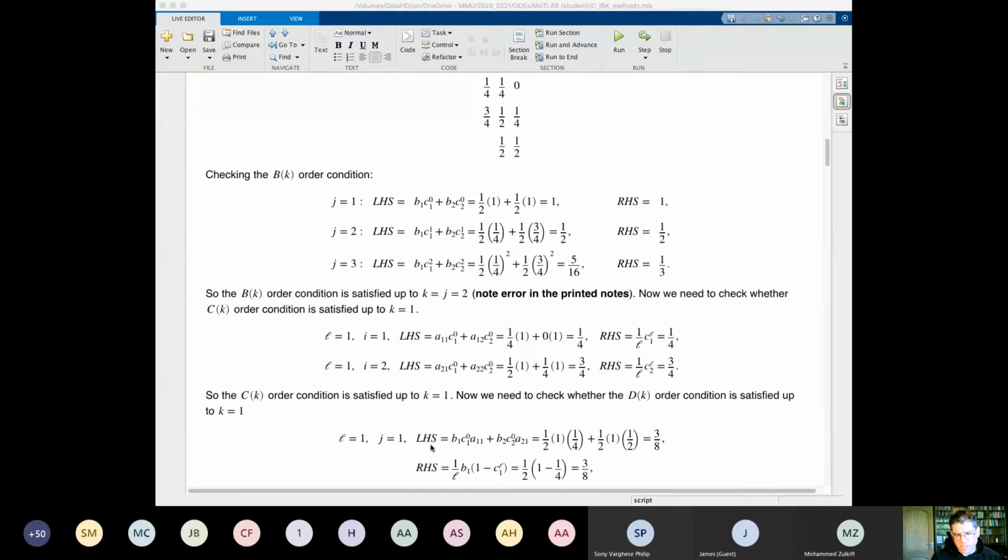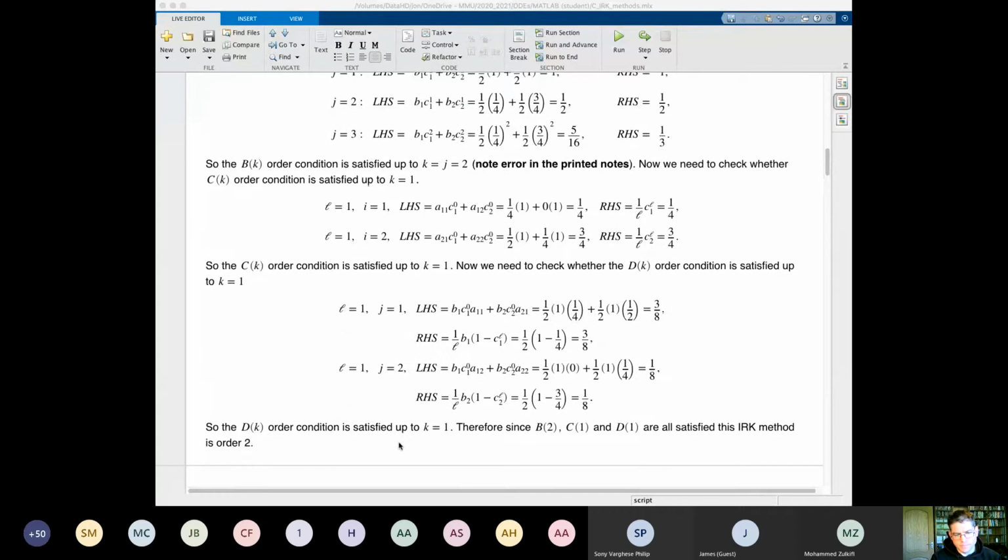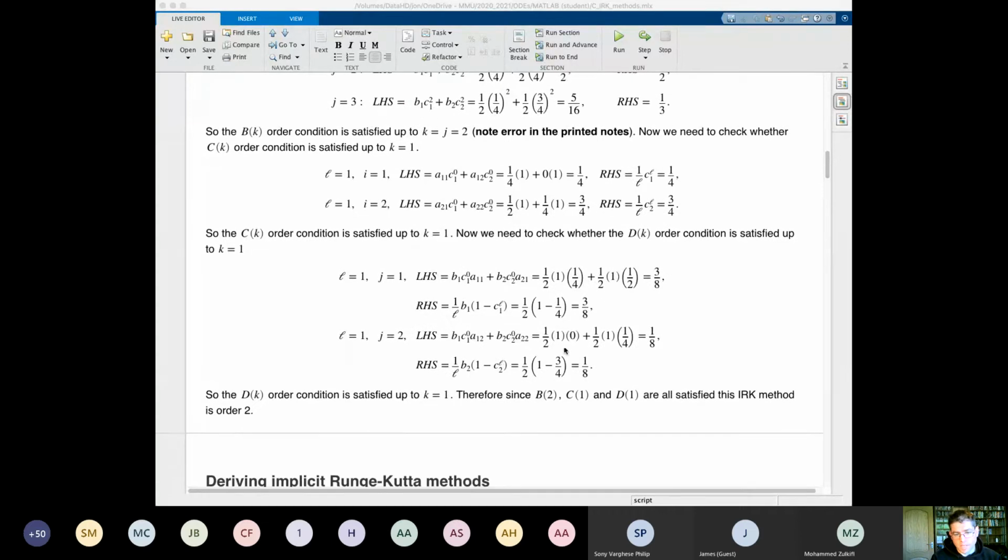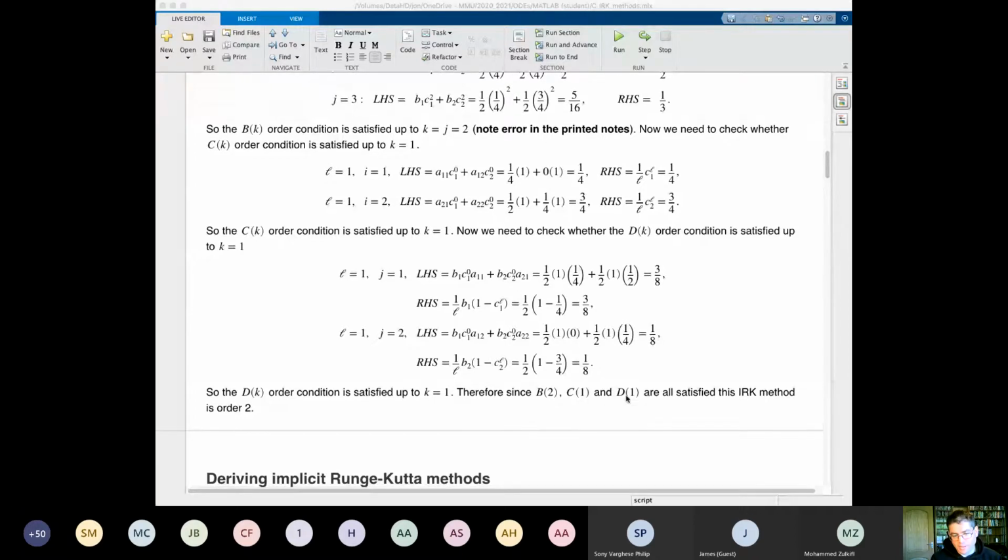So left hand side equals right hand side for the first column, and for the second column we substitute in the values again, and we can see that left hand side equals right hand side. So we can conclude that B2 is satisfied, C1 is satisfied, and D1 is also satisfied. This means we have a second order IRK method. So that's how we determine the order of an IRK method.